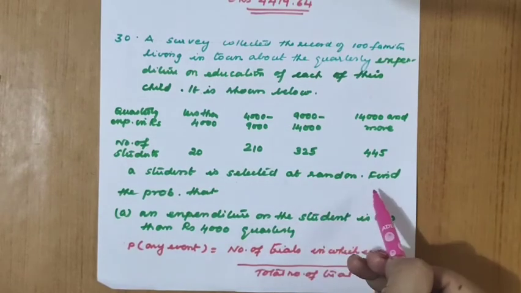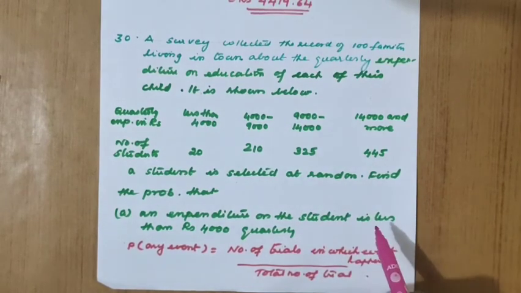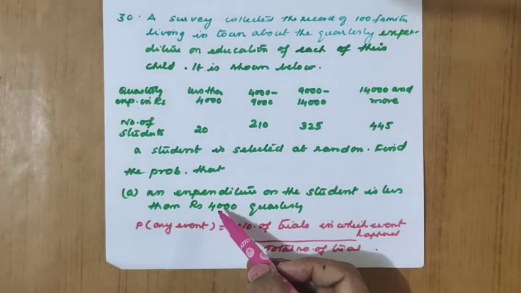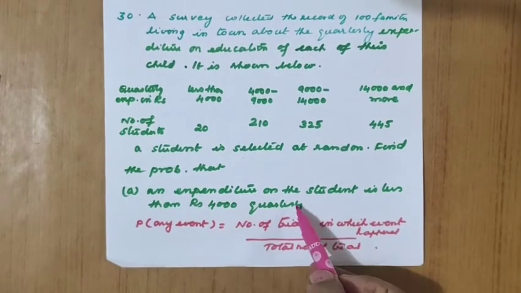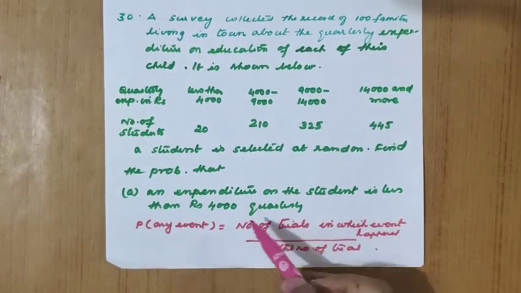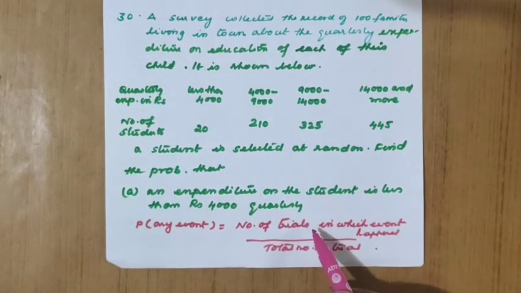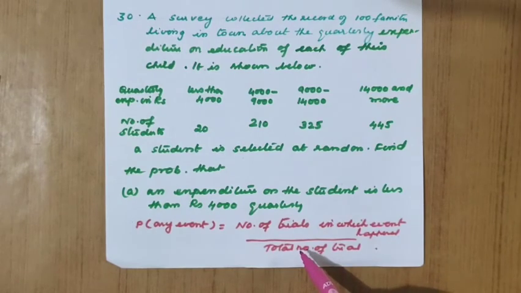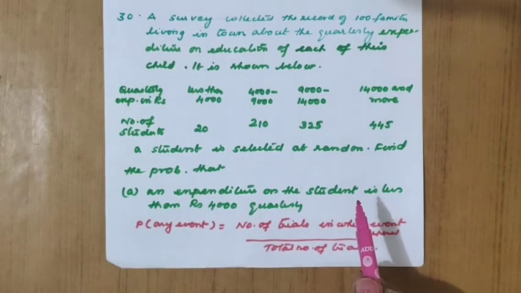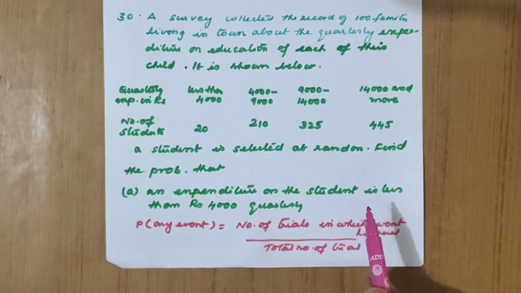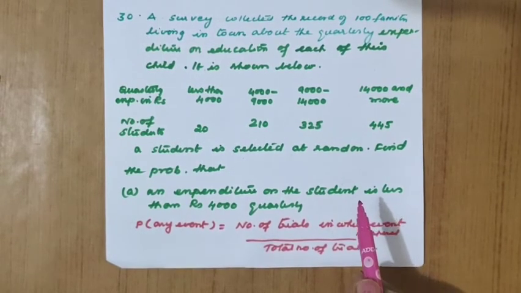A student is selected at random. Find the probability that the expenditure on the student is less than rupees 4,000 quarterly. Once again, the sub-questions are there. The first condition is less than 4,000 only. For that, how many trials are possible? It is 20, and the total collection is 1,000 families here. So we should write 1,000.